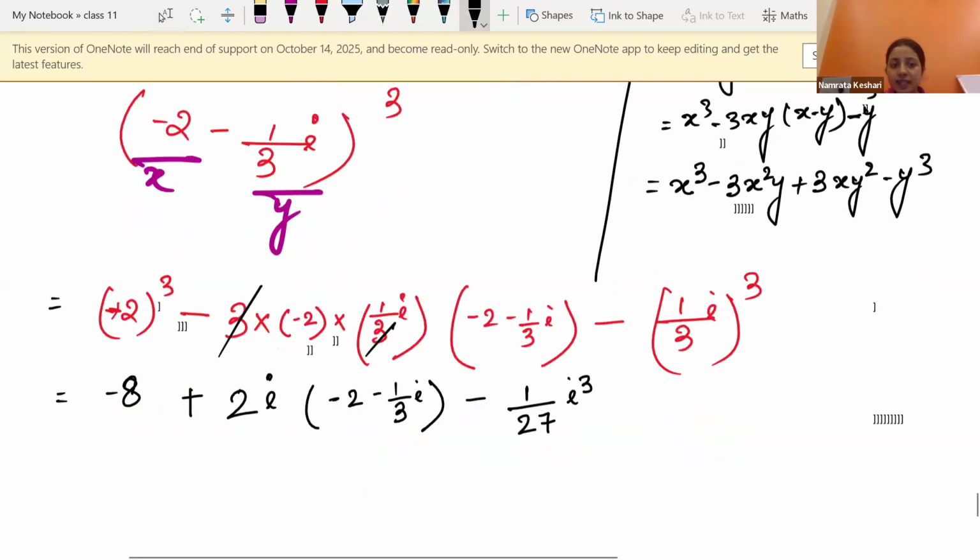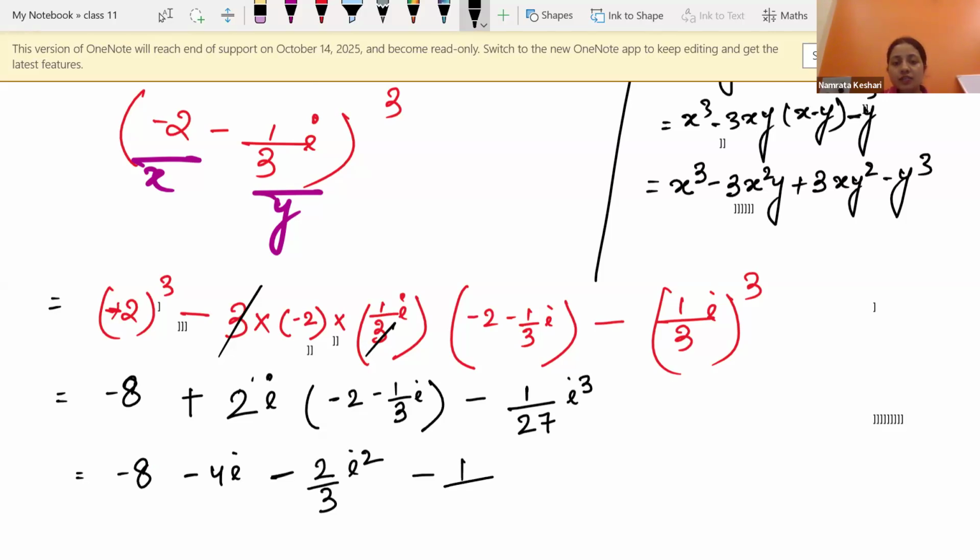We'll have minus 8 here. We will multiply this 2i with minus 2, and we will have minus 4i. See, I am showing you just the algebraic expression simplification. Just treat it like an x and you will be able to do it. 2i multiplied with minus 1 by 3i gives i square, and 2 into 1 by 3 is 2 by 3, with one positive and another negative, so minus. And here you have minus 1 by 27 i cube.